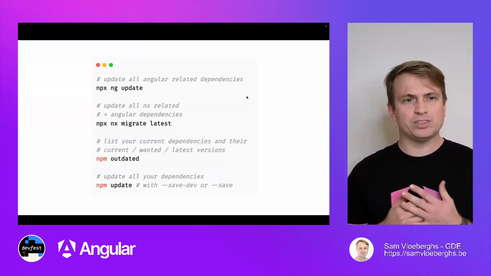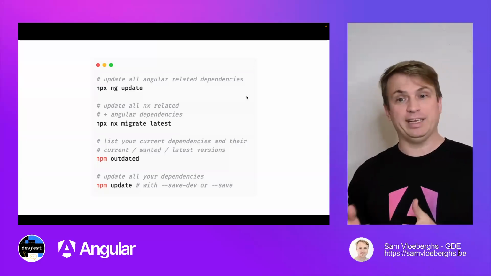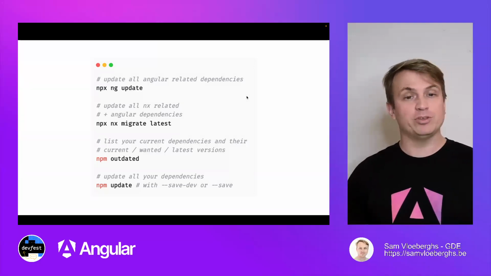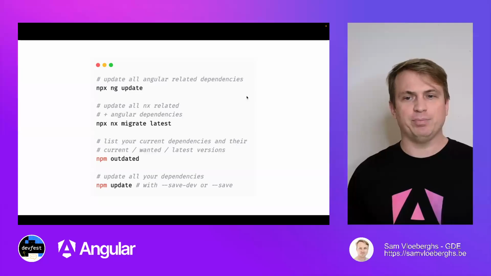If you want to list all your current dependencies and their current, wanted, and latest version available, you can use the npm outdated command. And if you just want to go and update your dependencies altogether, use the npm update command.